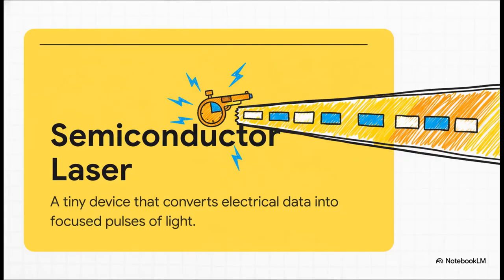So, that big conversion from electricity to light, it all happens inside a tiny little thing called a semiconductor laser. You can think of it as the starting gun for our data's race. It takes the electrical ones and zeros from the computer and converts them into an incredibly focused, pure beam of light.